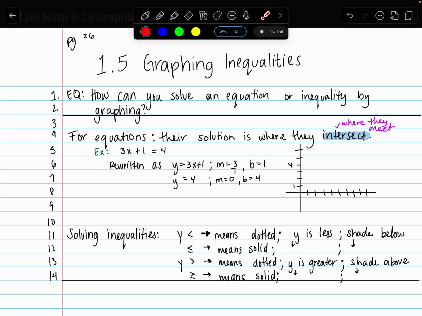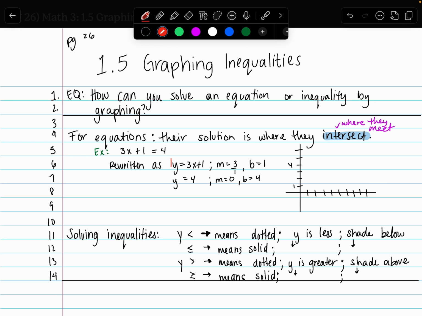So for equations, their solution is where they intersect. Remember, equations just means they're equal signs. So if you guys have 3x plus 1 equals 4, when you solve it by graphing, you can rewrite it as y equals 3x plus 1 and y equals 4, basically separating them. Remember, this is the same thing as when we had substitution. If they're both equal to y, you equal them both to each other and solve for x. But here's another way to do it by graphing.